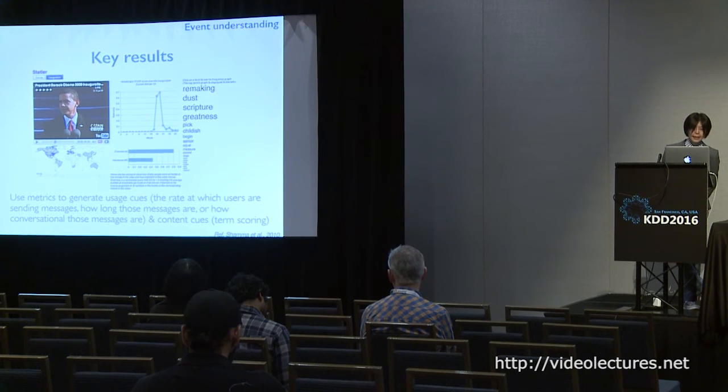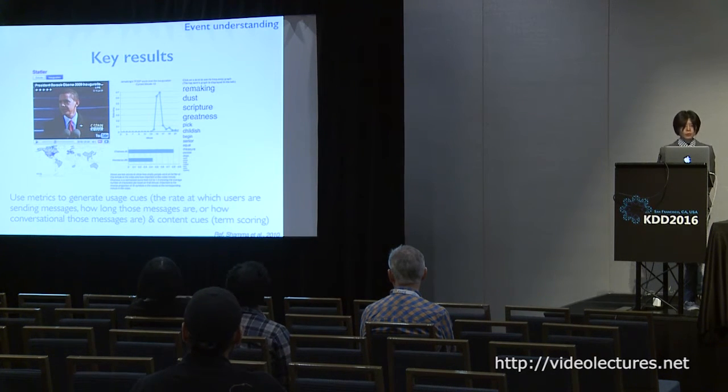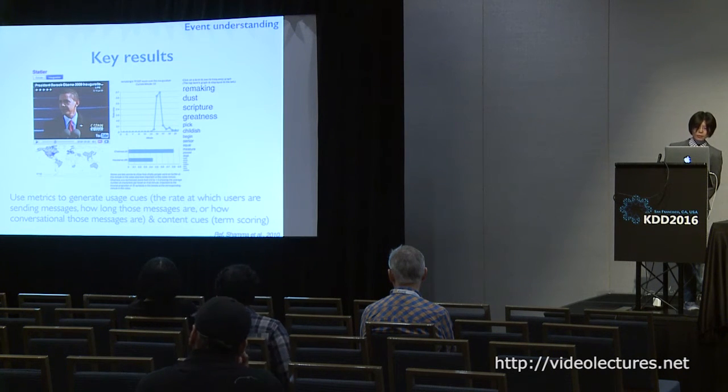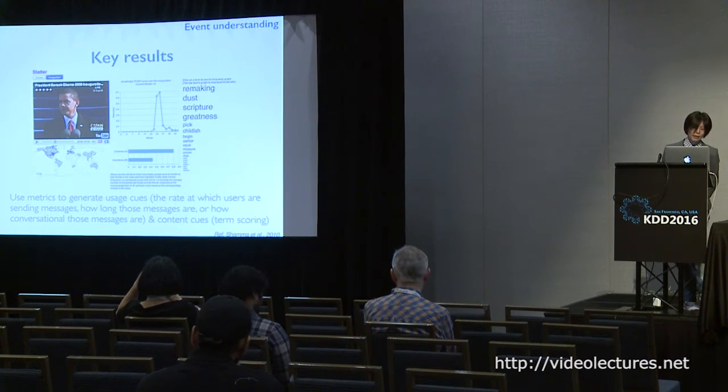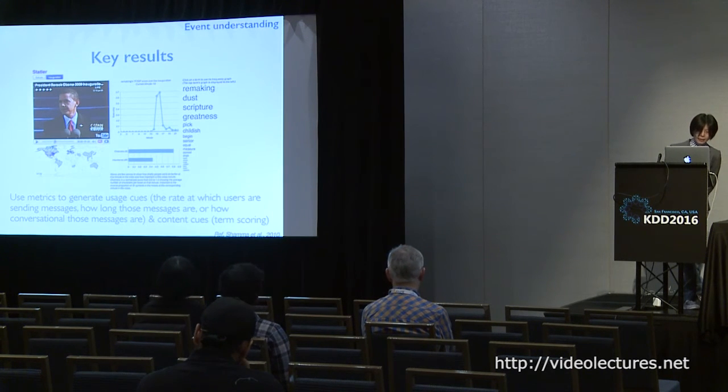And also, they can use these Twitter messages to develop metrics based on usage cues and content cues. The usage cues include the rate at which users are sending messages, how long these messages are, and how conversational these messages are. Conversational means replies and retweets. And the content cues can be based on term scoring like TF-IDF.